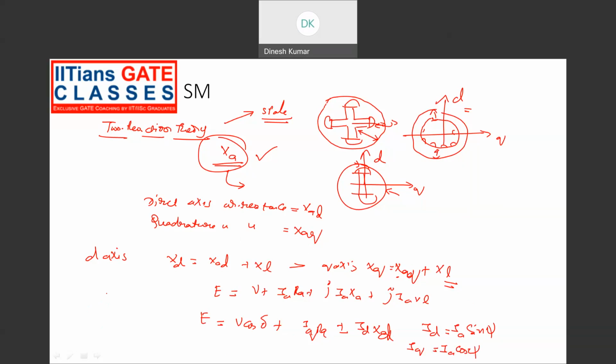So this psi is a summation of two angles, that is delta plus phi. Phi is the power factor angle. Delta is the angle between E and V. It is also called the load angle. There is one more expression for finding psi, that is tan psi, which is given by V sin phi plus or minus IAXQ by V cos phi plus IARA.